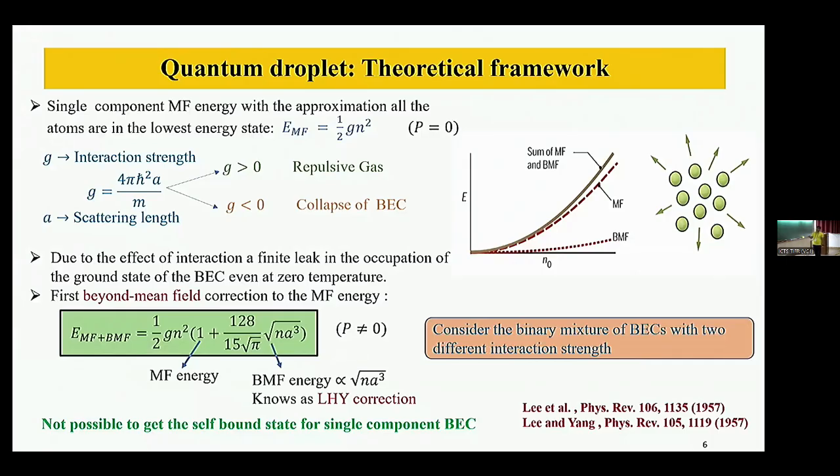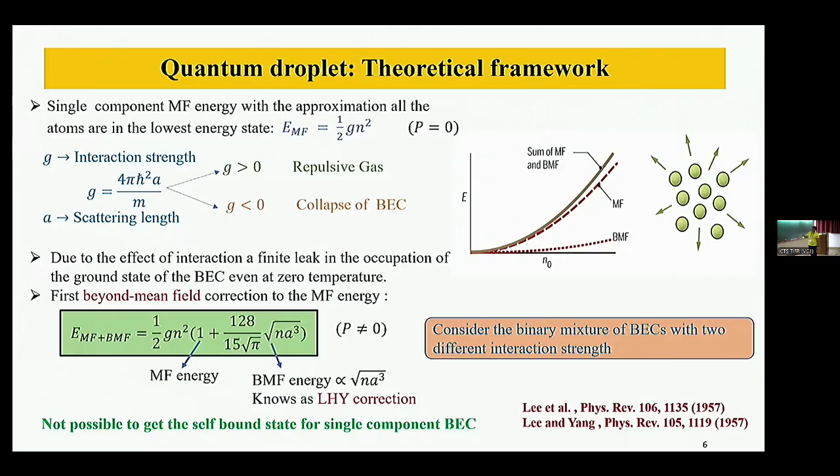So here what we see is that if g is greater than 0, then it will behave like a gas. It will keep on expanding. If it is less than 0, then it will collapse. So we cannot get this liquid-like behavior or bound state for the single component. The mean field theory comes with one contribution, and then we have the beyond mean field term. Here we find that this particular term is very small. That's why this beyond mean field term doesn't appear for the single component gas.